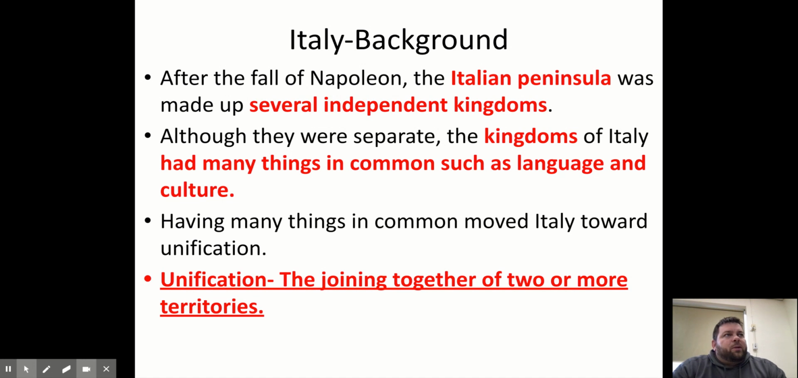So for our purposes, unification will be defined as the joining together of two or more territories. That is unification. So this is the story of how each of these individual kingdoms will join together to make up one larger unified country.